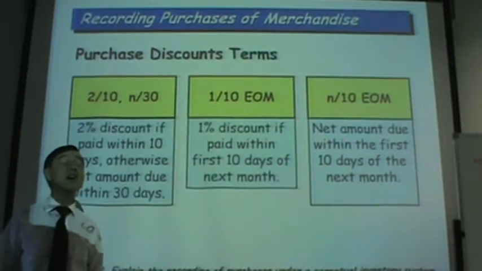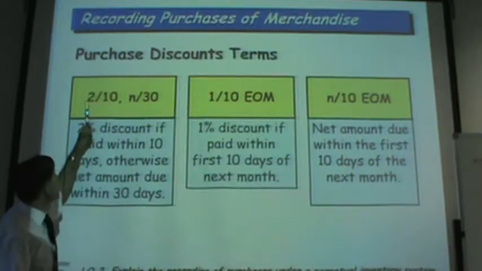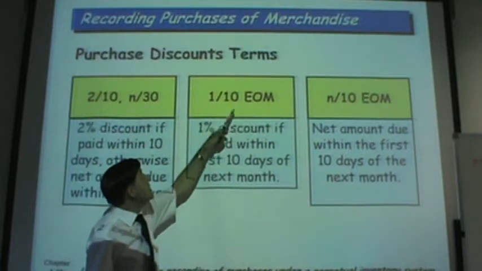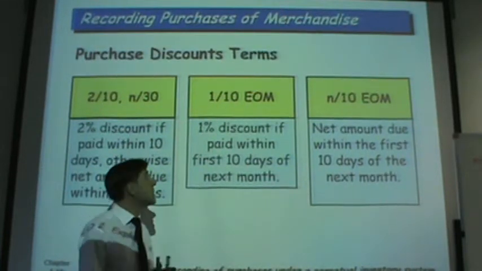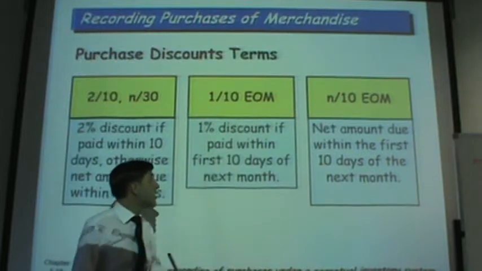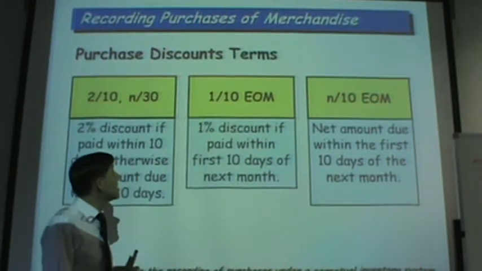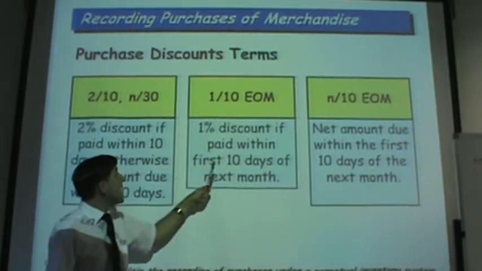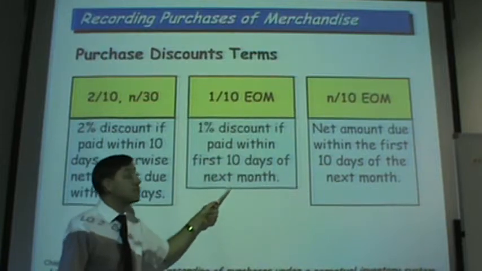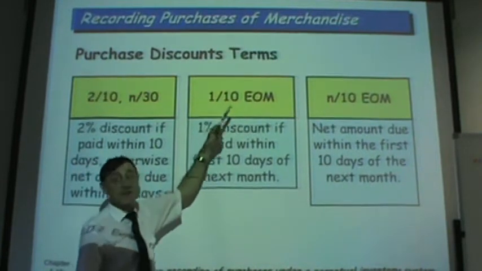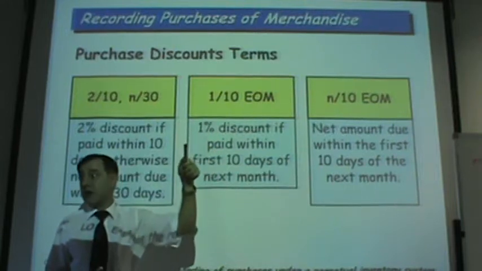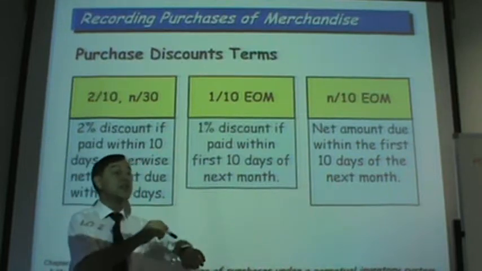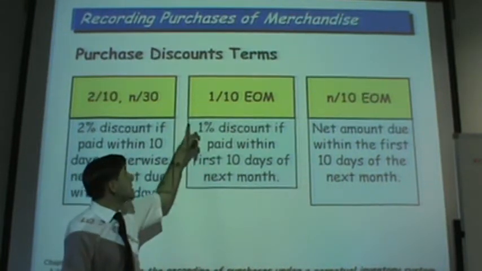And here is a new one. This one is 1/10 EOM. EOM stands for end of month and is interpreted as 1% discount if paid within the first 10 days of the next month. So, within 10 days after the end of the month. By the 10th, you have the discount.